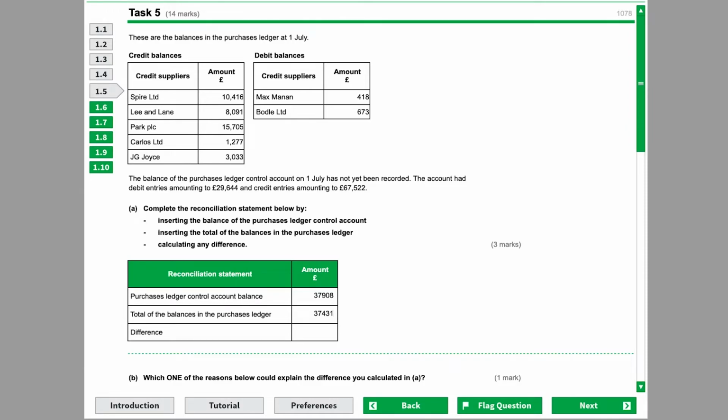We can then calculate the difference between the purchase ledger control and the total of the balances from the purchase ledger, which would be 37,908, so your top figure here, minus the 37,431, which is this figure here, to give us a difference of 477. So that covers part A, which should hopefully be fairly straightforward, and straight on to part B then.